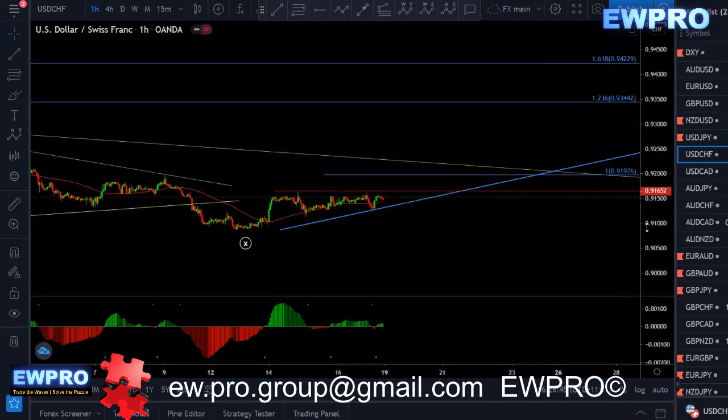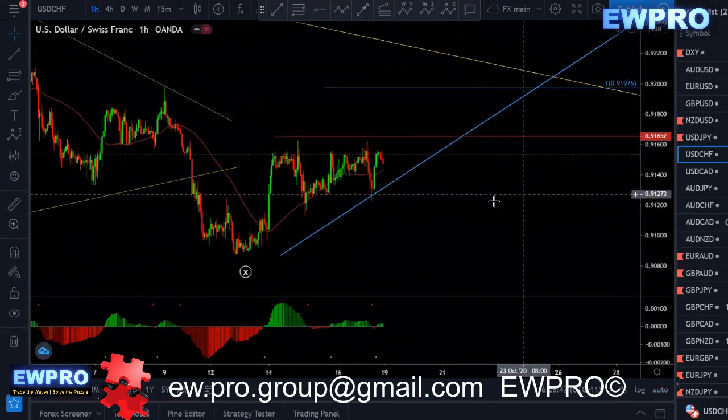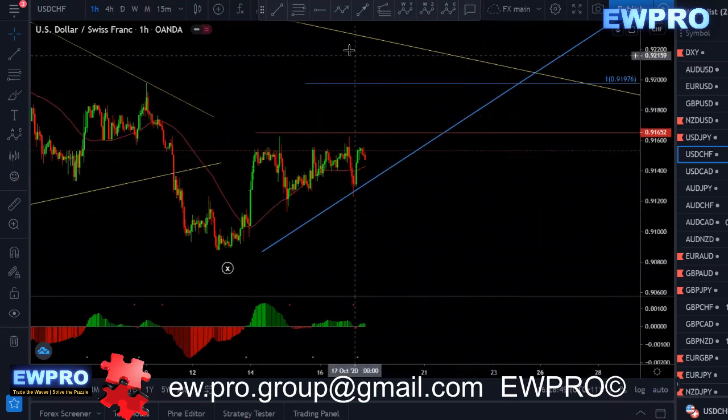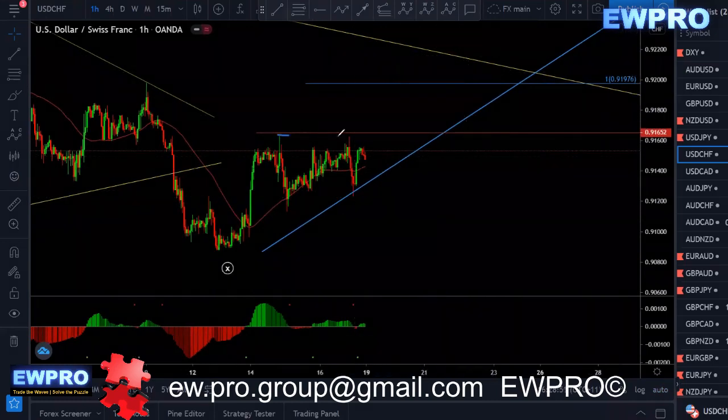H1, we're getting a little flat in here. I'm looking at this as a flat here. So we get A, B, C up to at least the 100 fib. You definitely want to be at break even, or even take half off at this 100 fib. Definitely want to be break even at this 100 fib here. So if you get a little flag here, look for that buy.